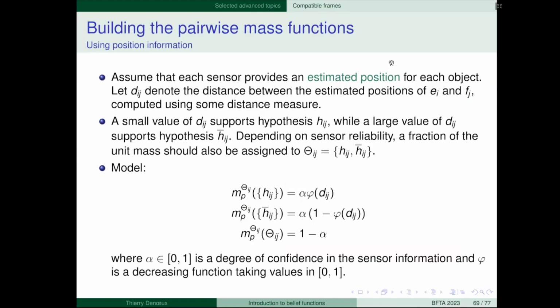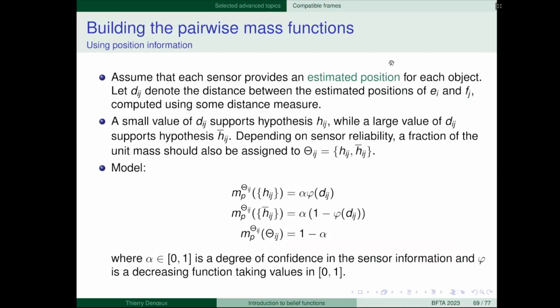Here I have another parameter alpha, which characterizes the degree of confidence in the sensor. Okay? You see, if we have confidence 0, then we get all the mass on theta ij, which is vacuous. Okay? If the confidence is 1, then you don't have a mass on theta, you only have mass on hij bar. So here, depending on the application, we can postulate some form for the function phi and let it depend on some parameters that we can fit and so on. Okay, but this is the basic idea.